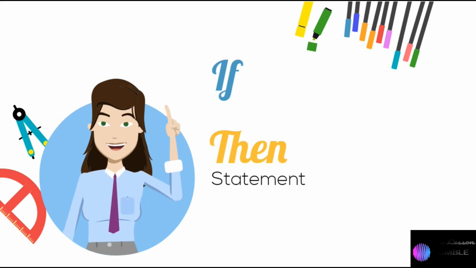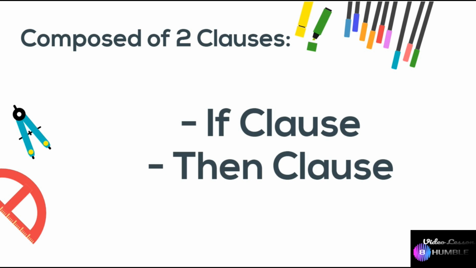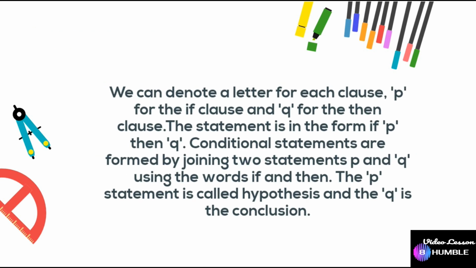If-then statement. An if-then statement is composed of two clauses, the if clause and the then clause. We can denote a letter for each clause: P for the if clause and Q for the then clause. The statement is in the form if P then Q. Conditional statements are formed by joining two statements P and Q using the words if and then. The P statement is called the hypothesis and the Q is the conclusion.